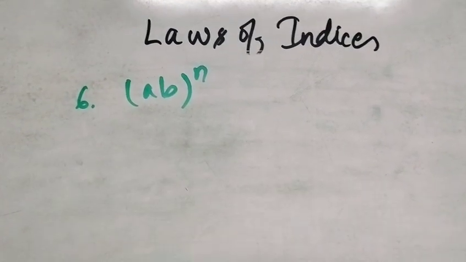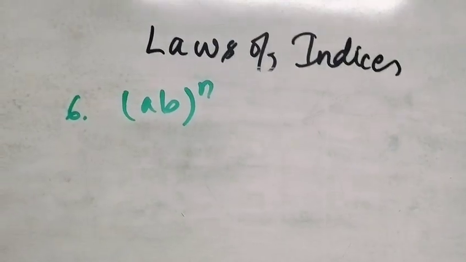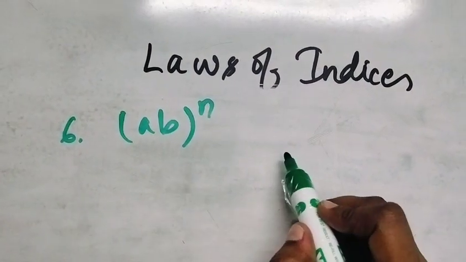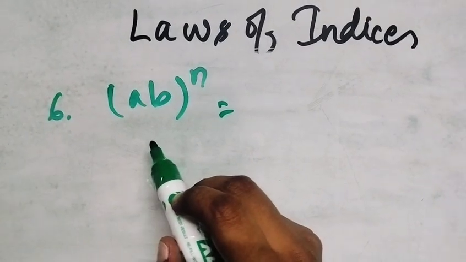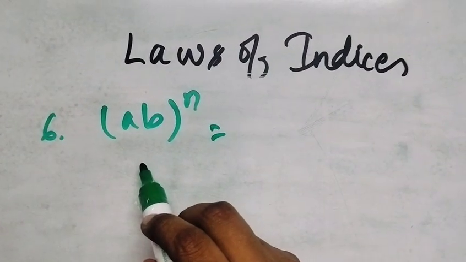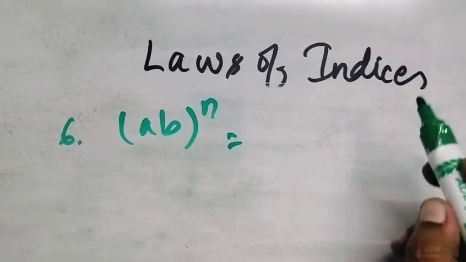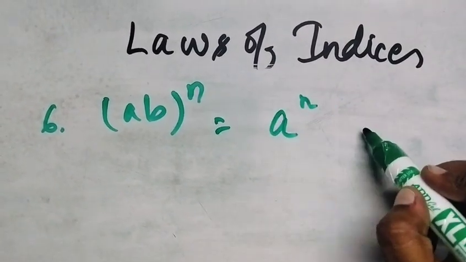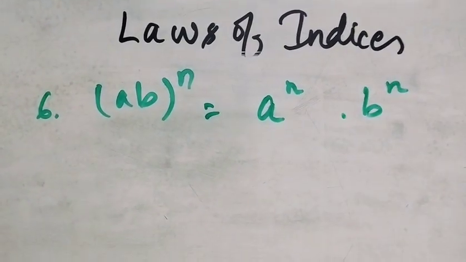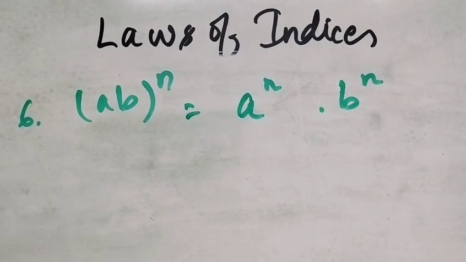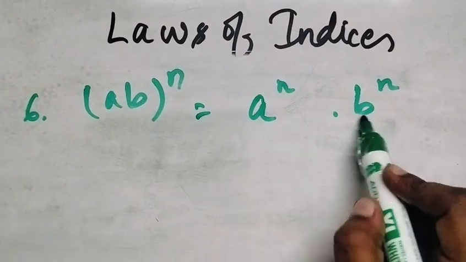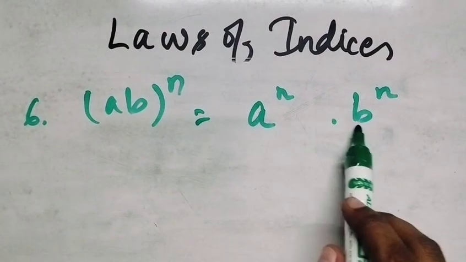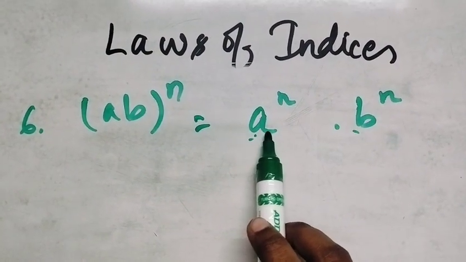Moving on to the sixth law, which is the product to power rule. For the product to power rule, you have AB to the power n. When you have AB to the power n, A and B both being real numbers, you're expressing a number in the form of a product of two numbers, both of them raised to a power n. You can write it as A power n multiplied by B power n. This is not the same as the first law which we did. Over there, the base was identical but the power was different. Over here, the bases are different but the power is the same.